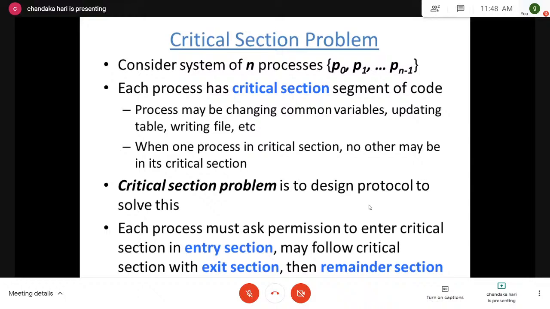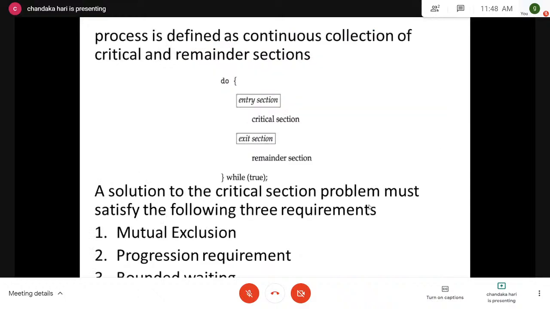Now, sir, how can we check? Suppose you have written an algorithm. First we'll define a process, and after that we'll see the algorithms. The process can be defined, now the third kind of definition, as a continuous collection of critical and reminder sections. Now we'll see how I will define a process.